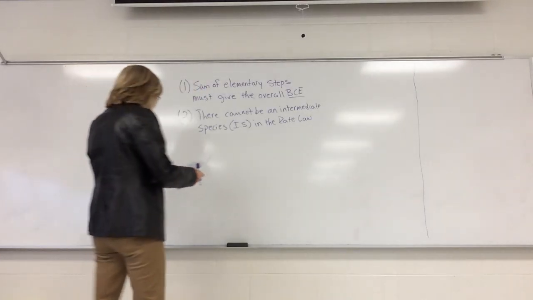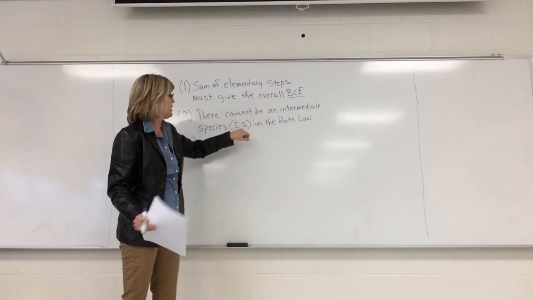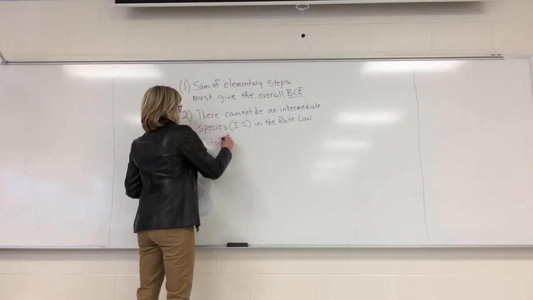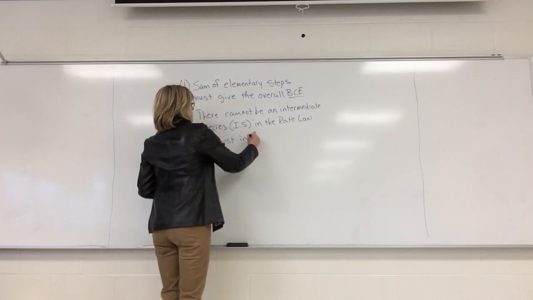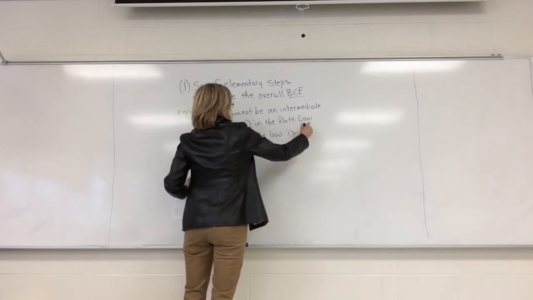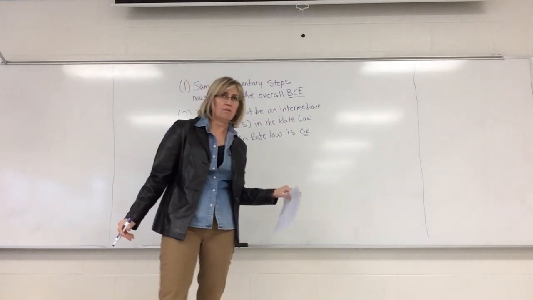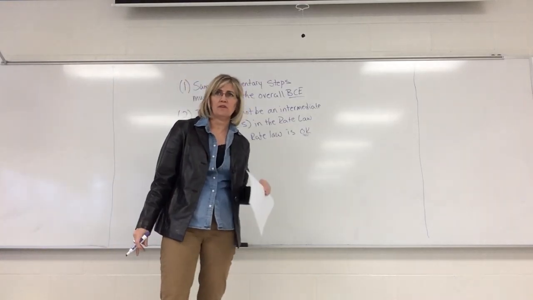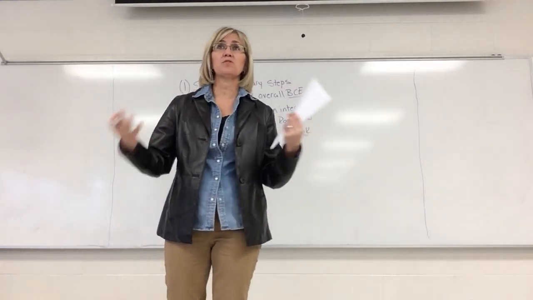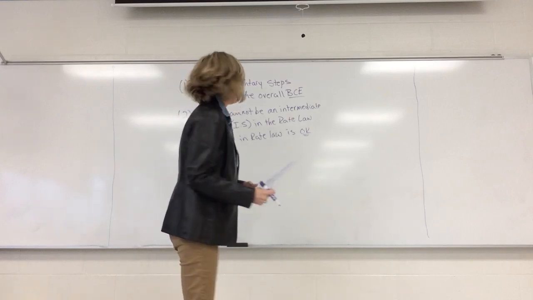And finally, you cannot have an intermediate species, but a catalyst in the rate law is okay. So it's okay to have a catalyst in the rate law, but you cannot have an intermediate species. That tells us it's very important that we know the difference between an intermediate species and a catalyst, which we'll get to a little later.